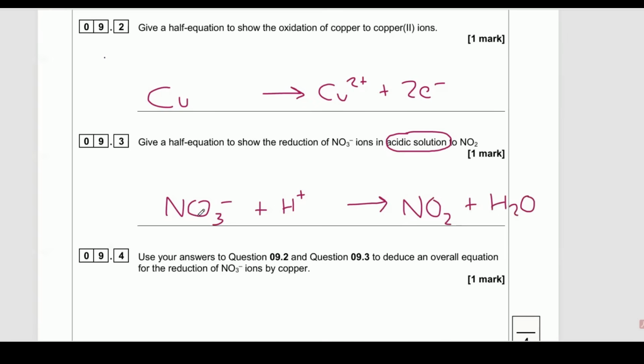So I've got 3 oxygens. There's 2 there, 1 there. It's looking all groovy, looking all balanced. But where do I get this extra hydrogen for the water molecule? There must be 2 hydrogens.